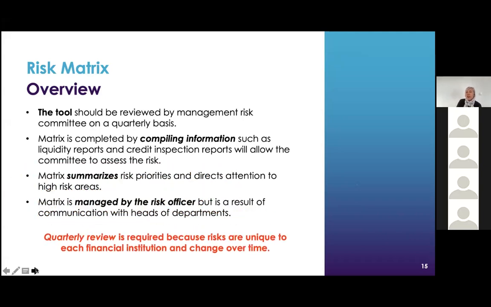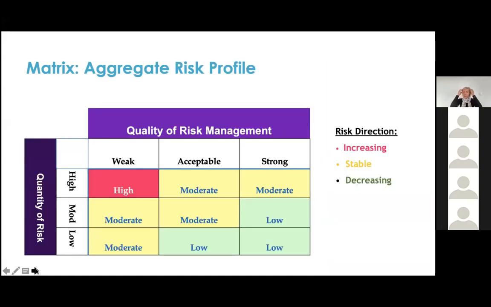That's why there has to be a minimum of a quarterly review. So this is how we're looking at the risk profile. And again, you're going to get an example of one as a handout, but I just want to give you a little bit of an overview of what this looks like. So we look at the quantity of risk and the quality of risk management. To be quite honest, the quantity of risk is how much financial impact this will have on the institution, okay? And the quality of risk management is the oversight and the policies and procedures to control that risk.